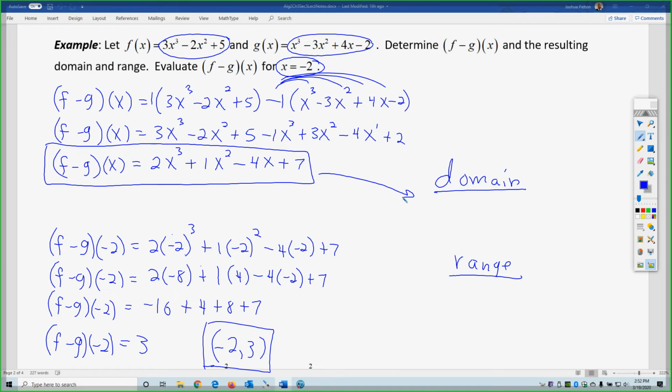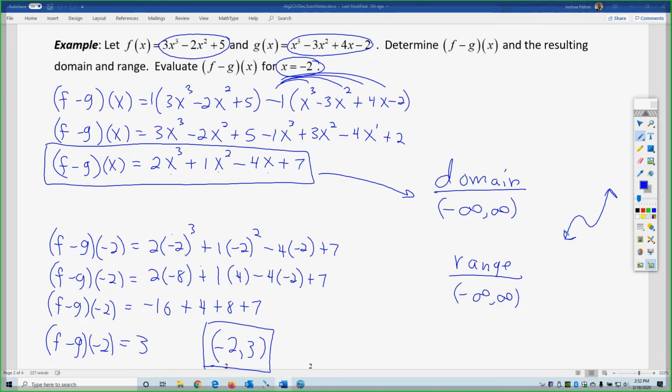Well, if I look at this problem, it's a cubic problem. I can cube, square, or multiply by x for any number. So there are no restrictions. There are no even roots or denominators. Thus, this can be negative infinity to infinity. Since there's no restriction on the input, there's also no restriction on the output. Also, this is a cubic, and all cubics look like that, and it just goes forever in all directions.